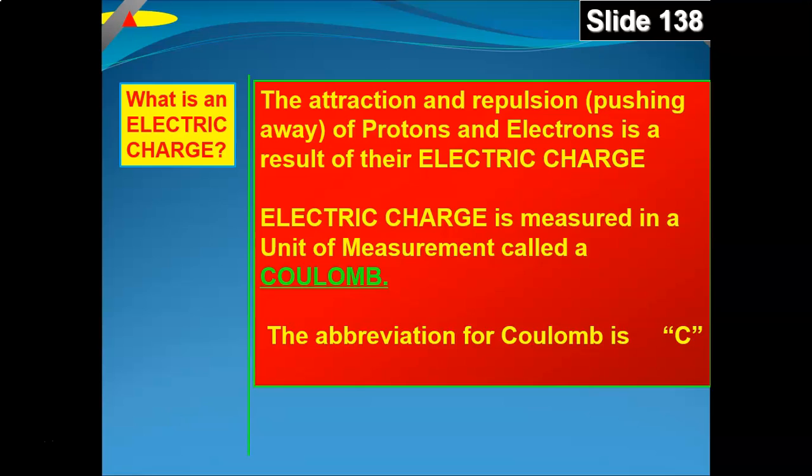So what is electric charge? The attraction and repulsion, that's pushing away of protons from each other, or attraction of protons to electrons, is a result of electric charge. Electric charge is measured in a unit of measure called a coulomb. It's pronounced coulomb. The abbreviation for a coulomb is a capital C.